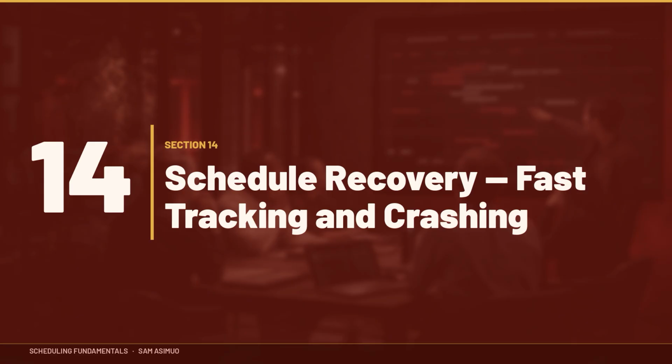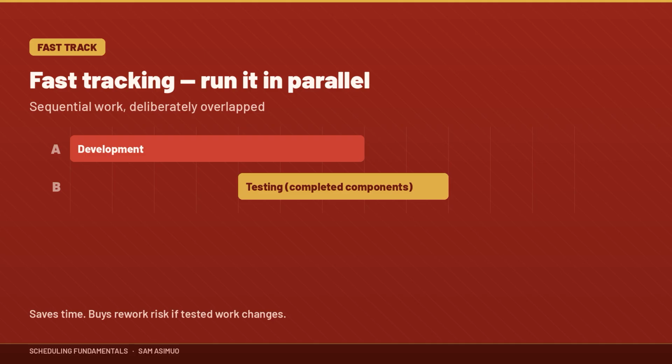Section 14. Schedule recovery, fast tracking and crashing. If the project is behind schedule, there are different techniques we can consider. Two common ones are fast tracking and crashing. Fast tracking means performing activities in parallel that were originally planned sequentially. Originally, development finishes, then testing starts. Fast-tracked, testing begins on completed components while development continues.